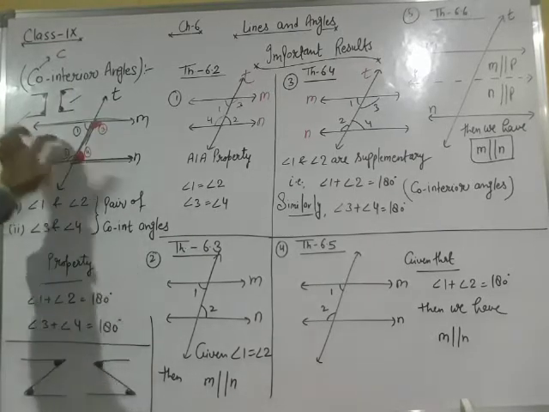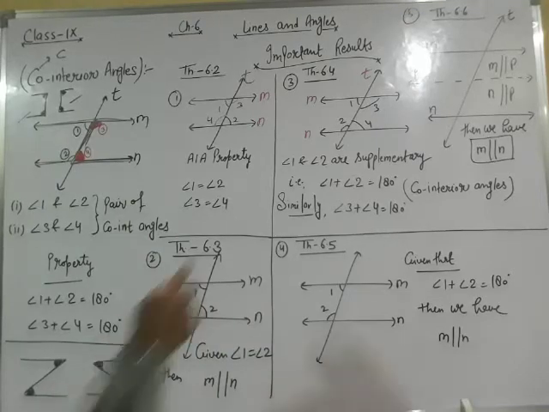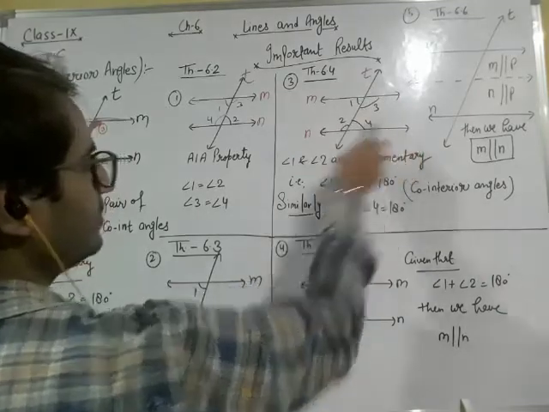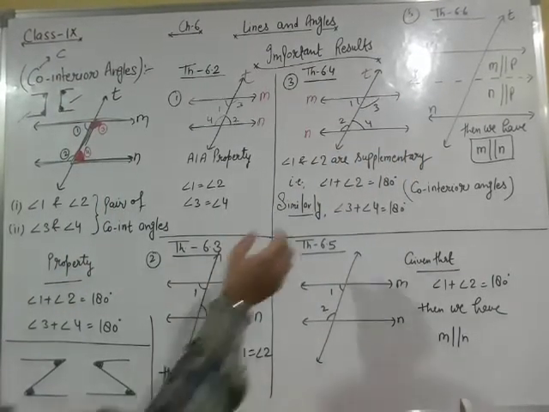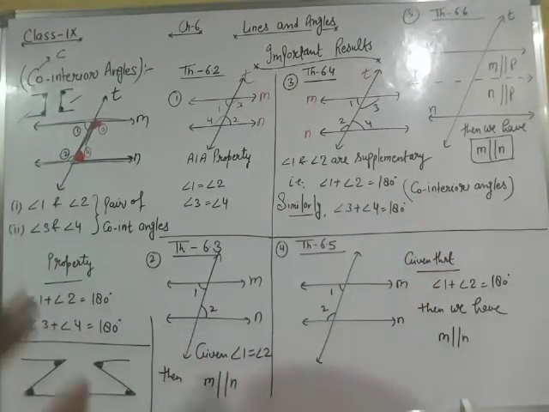which I have discussed. In co-interior angles, a C kind of figure is formed. This is your reverse image of C and this is your image of C. So if co-interior angles are supplementary, right? Move on to theorem 6.5.